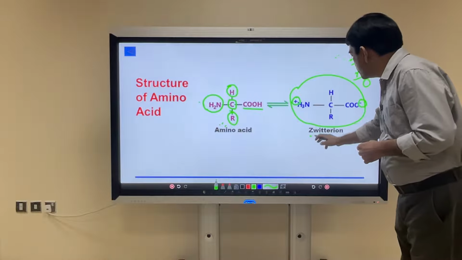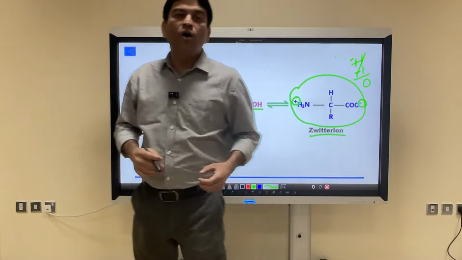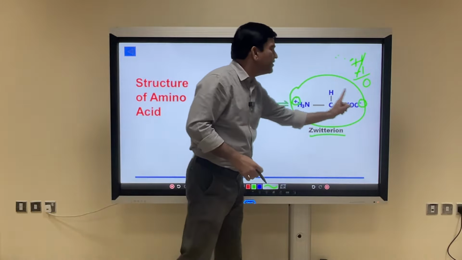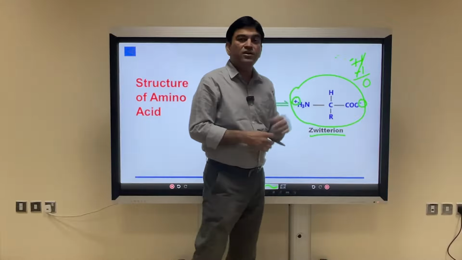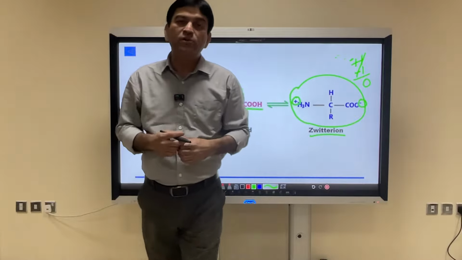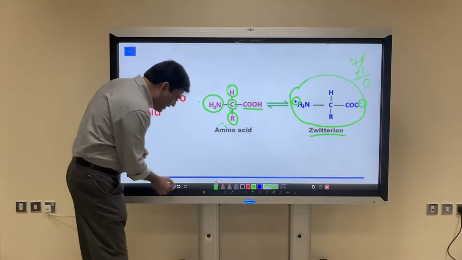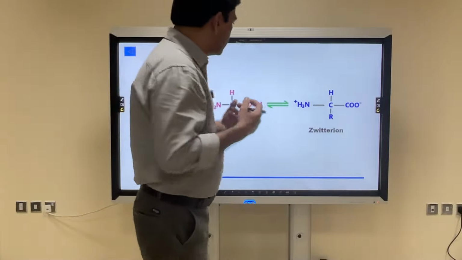These are known as zwitterions. So what are zwitterions? They have both the charges on the same molecule. Example, amino acids. They have the positive and the negative charge on the same molecule, and the net charge, +1 -1, is 0. So they have both the charges on the same molecule and the net charge is 0. So these are amino acids, and they can exist as zwitterions at the physiological pH of the body.